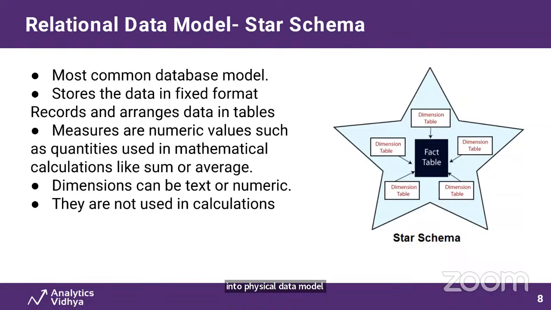Most commonly, database analysts or developers use relational data modeling. Although an older approach, it's still relevant, which shows the data in fixed format records and arranges data in tables. How is it storing the data? They have measures, which are numeric values such as quantities, and you can have mathematical calculations done on them, like sum or average. And then there are dimensions, which can be text or numeric. They're not used in any calculation, they are just the description of a particular attribute.